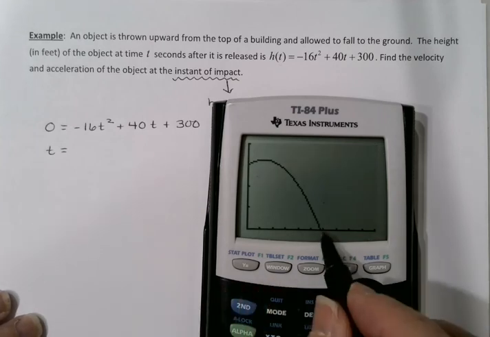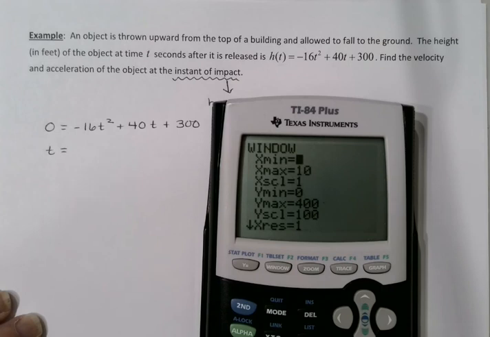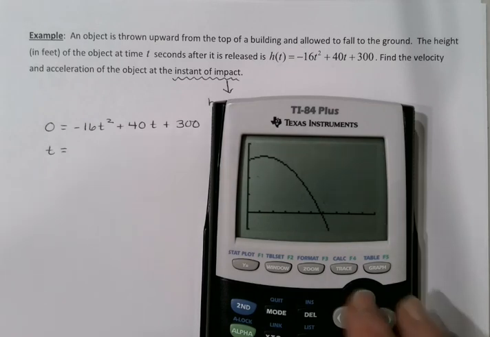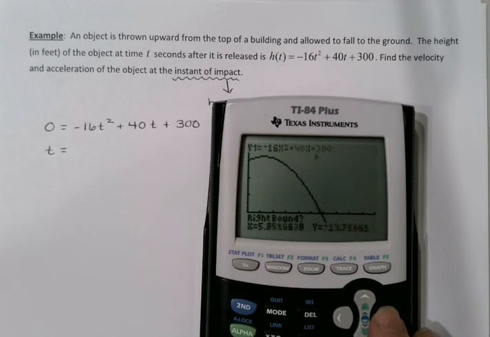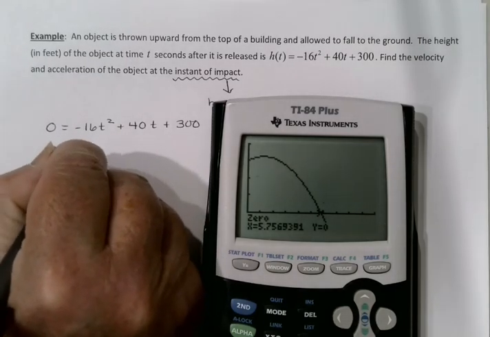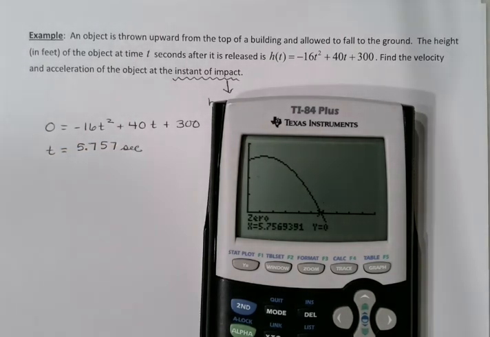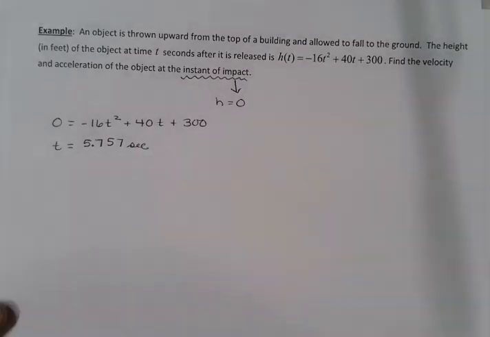And actually, in order to figure out where it crosses, I probably should have gone a bit below that x-axis. The calculator doesn't like to find x-intercepts unless the graph actually crosses the axis. So I want the 0 of the function. And it looks like about 5.757 seconds would be our time of impact. All right, we know what velocity and acceleration are at this time.